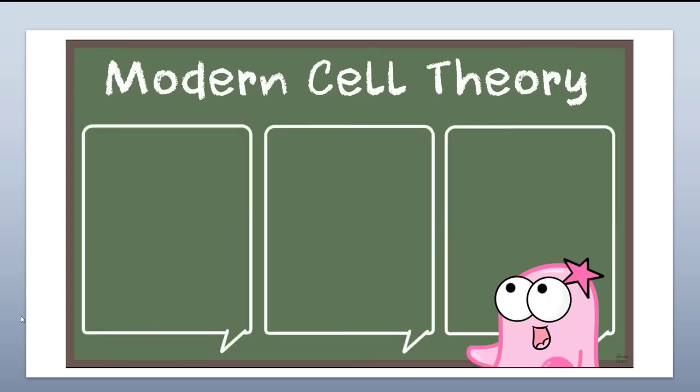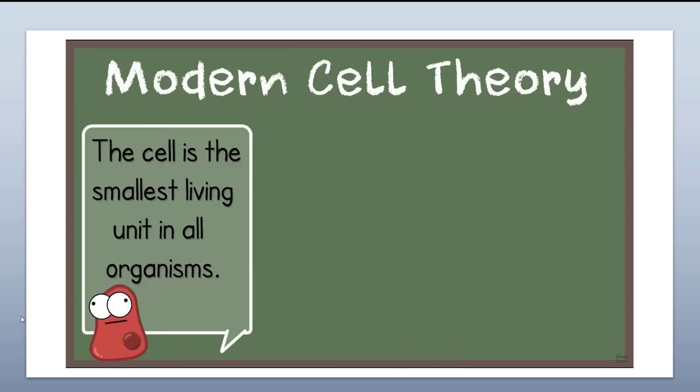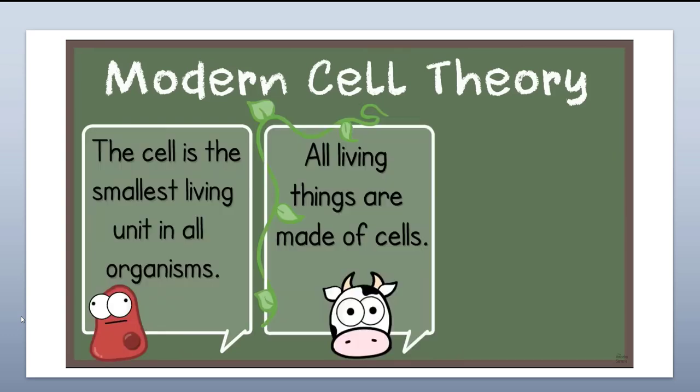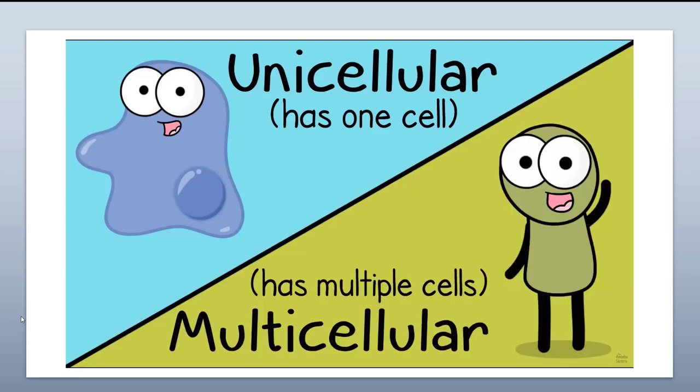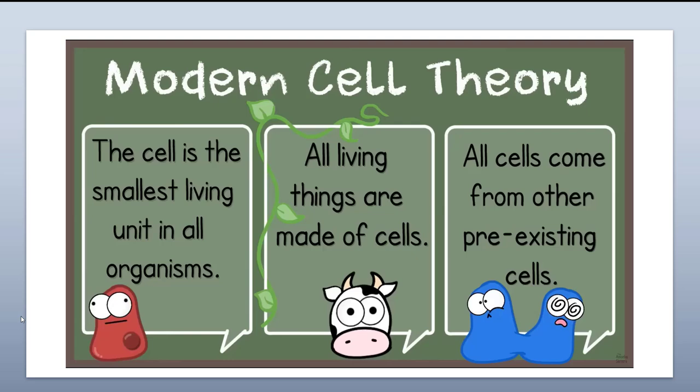The modern cell theory includes the following. First, that the cell is the smallest living unit in all organisms. And second, that all living things are made of cells, one or more cells. The amoeba I observed was a single-celled organism, so unicellular. Humans are made of many cells, so multicellular. And third, all cells come from other pre-existing cells.